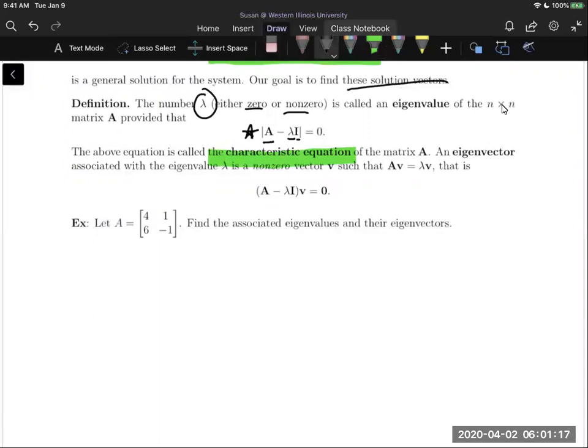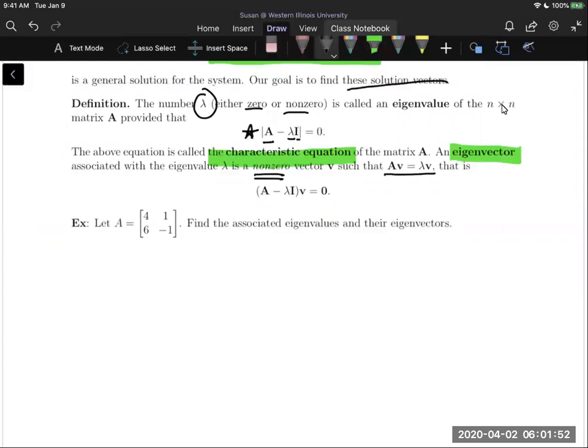Once we have found our eigenvalues, we want to find an associated eigenvector. So an eigenvector is a non-zero vector, and this is super important. Your eigenvalue can be 0, but your eigenvector must be non-zero. It's a non-zero vector such that this equation holds, that when you multiply your coefficient matrix A by V, you get out the scalar lambda V. So lambda, again, is your eigenvalue.